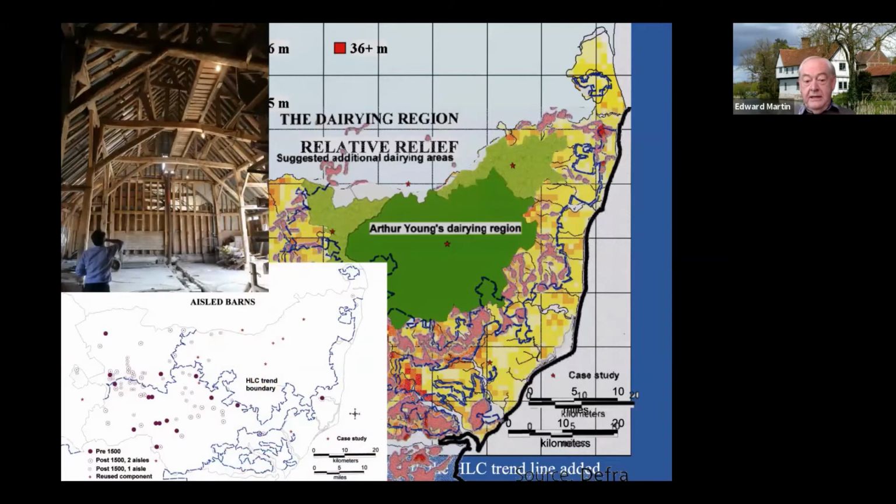On the other hand, if you have drained land, you can have arable crops. You want buildings to store all your wonderful crops. And so aisled barns, these barns which have an extra bit of space, where do you find them? You find them in the opposite area to Arthur Young's dairying region in Suffolk. They are down in the southwest of the county. Very few go into that northeast side.